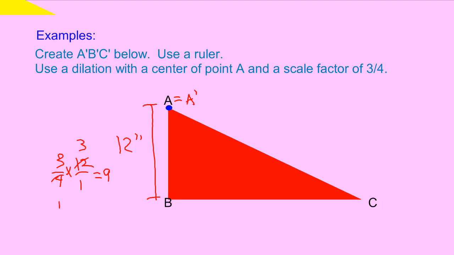So I'm going to measure 9 inches down the side AB, and that's going to form my B prime. So I've got A prime, I've got B prime, I just need to get C prime. To find that, I can measure side AC with a ruler. I'm getting about 28 inches. If I take 3/4 of 28, I get 21. So I'm going to measure 21 inches from A toward B, and that's going to be my point C prime.